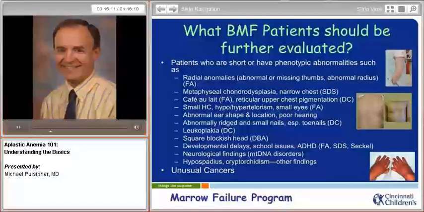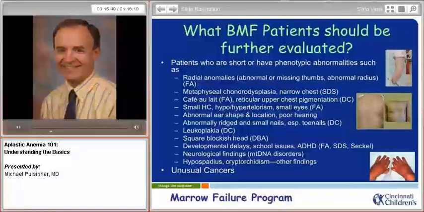Many patients will have skin changes. There is something called a cafe au lait spot, which is like a brown spot that you can see right here. In the middle on the right side, there's a brown spot on this patient's back. That cafe au lait spot is associated with Fanconi anemia.